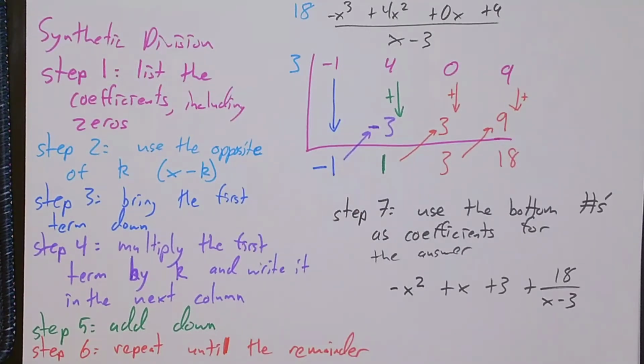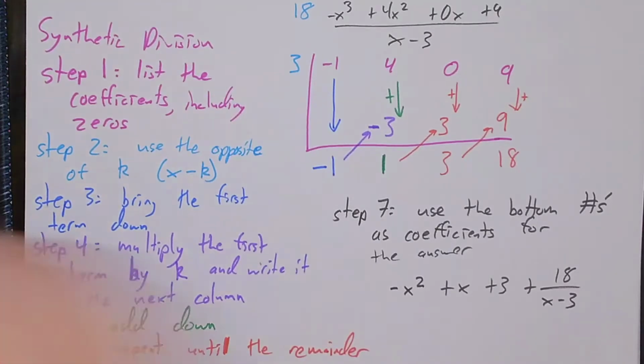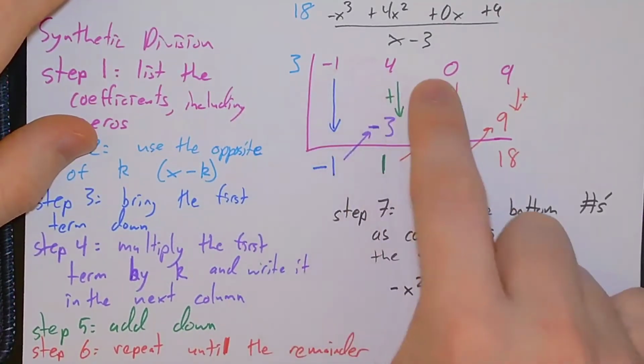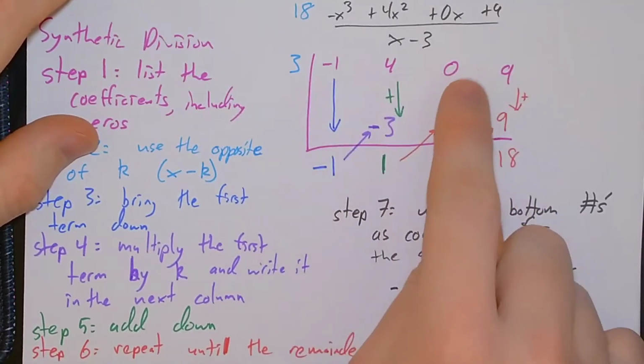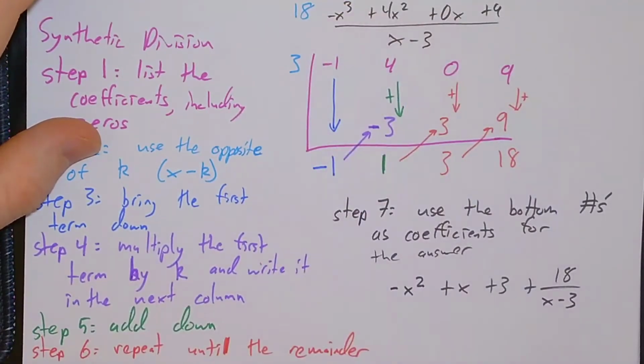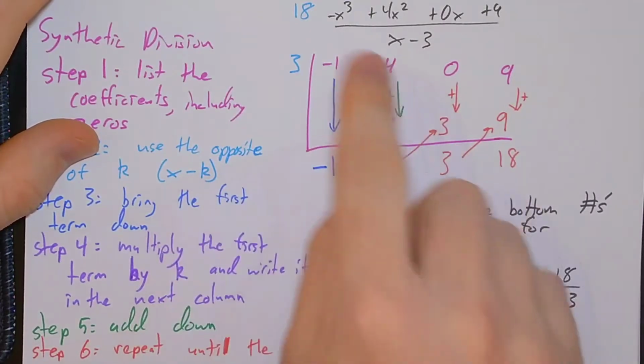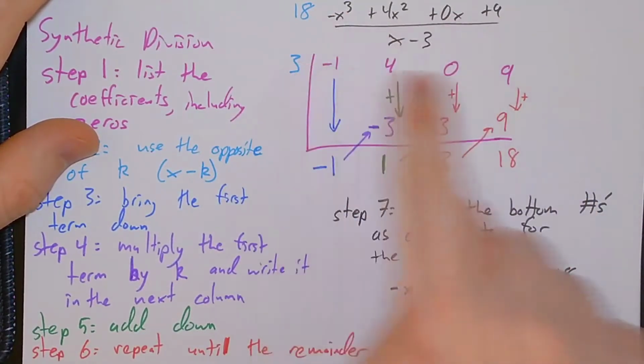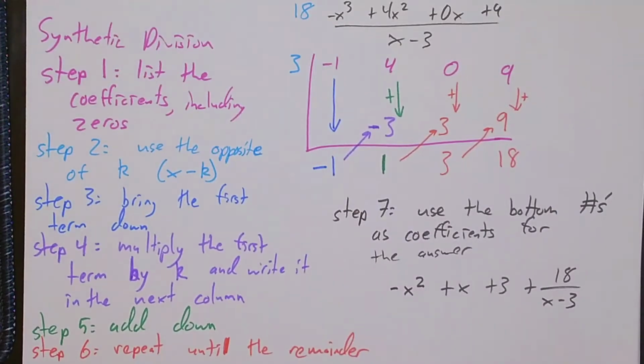You couldn't hear any of it. So the way we know the order, like why is it negative 1, 4, 0, 9, and not these numbers in a different order, is because it's in standard form. Use the standard form order. So biggest exponent to smallest exponent needs to be in that order for synthetic division.